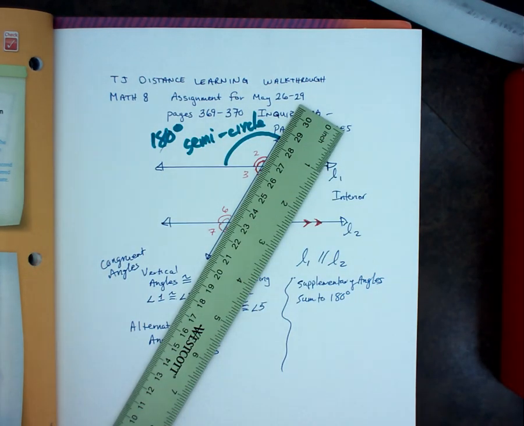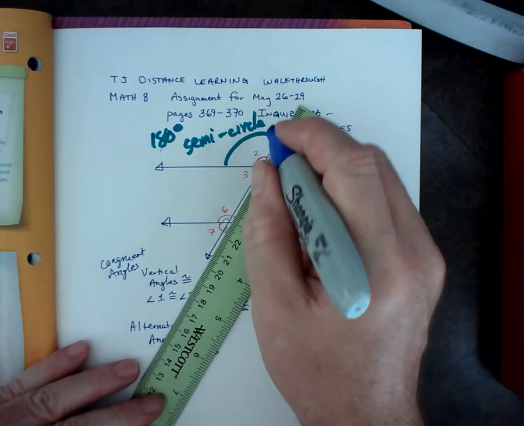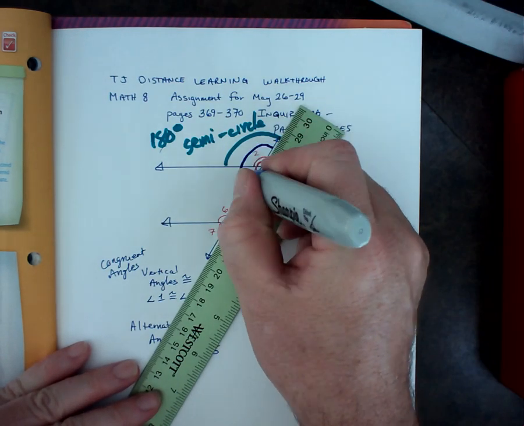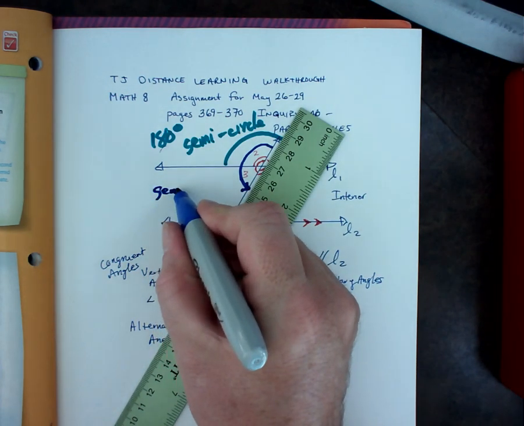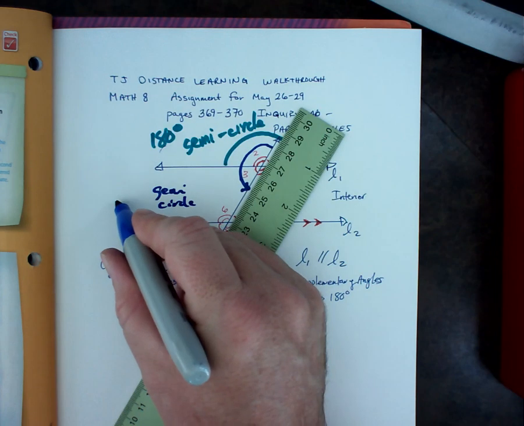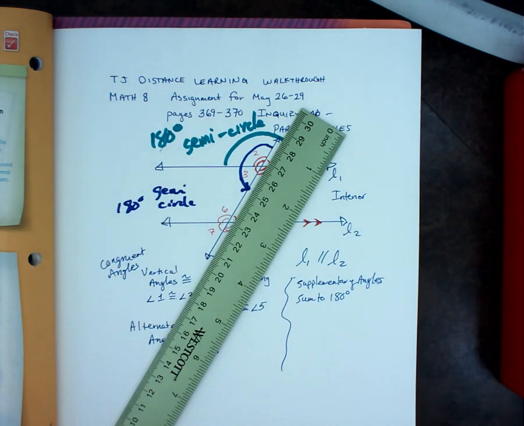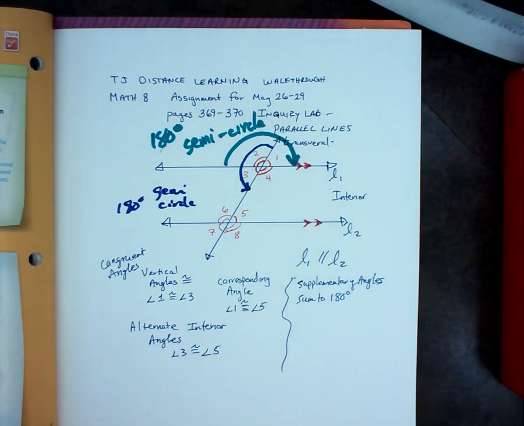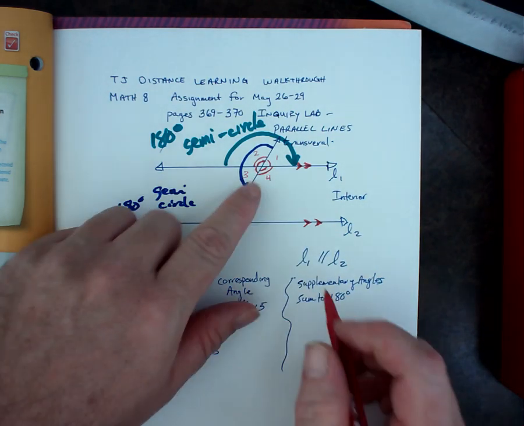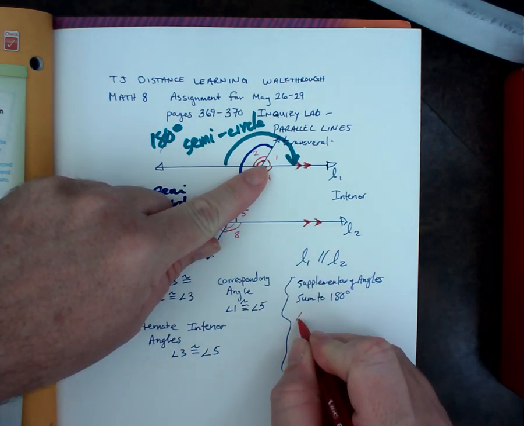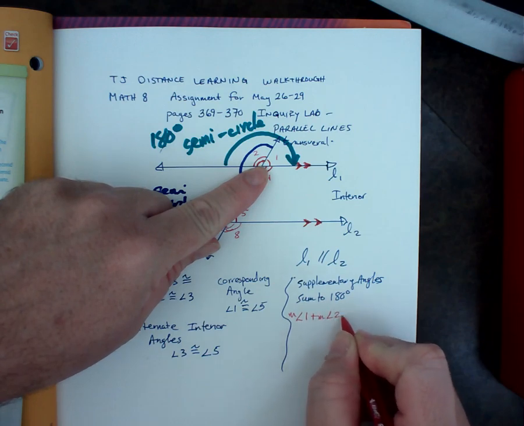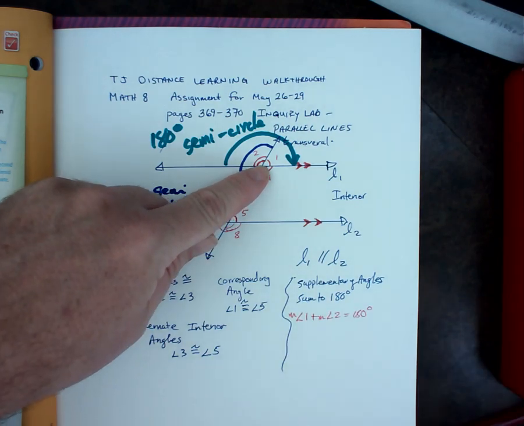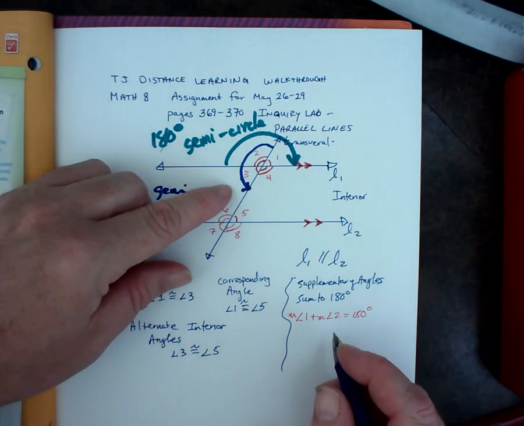Look at this. Now from here to here would be another semicircle, right? Well, we apply that and we could say that's why this angle plus this angle has to add up to 180. So angles that are right next to each other, the measure of angle 1 and the measure of angle 2, add up to 180. They are supplementary.